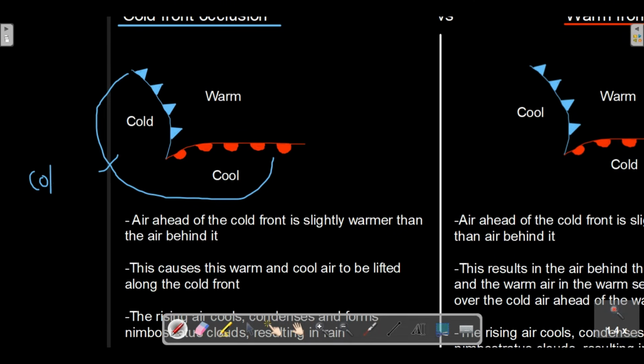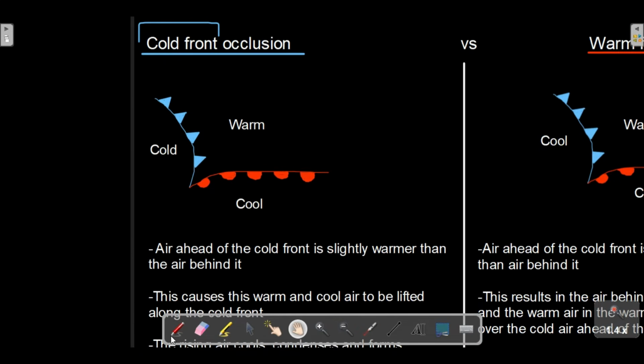So a cold front occlusion, this is how you explain it. So we see that the air ahead of the cold front is slightly warmer than the air behind the cold front. What MS are we talking about? Air that is ahead of the cold front, which MS are we talking about? We're actually referring to this MS.